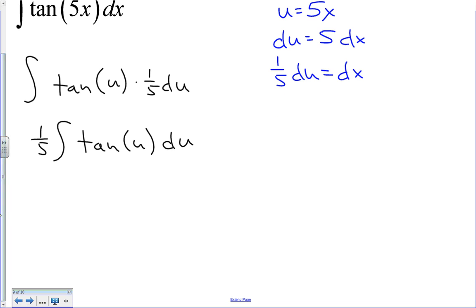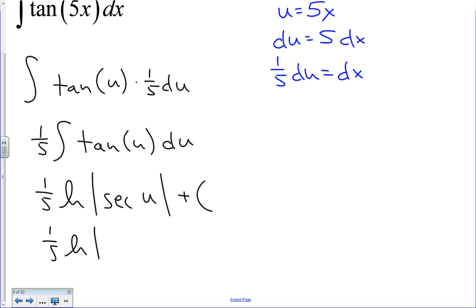And now use the property that we just learned. We just learned what the antiderivative of tangent is. Again, the derivative of tangent is secant squared, so the antiderivative involves the same trig function. So it's the natural log of the absolute value of secant of u plus c. So that turns out to be 1/5 the natural log of the absolute value of secant of 5x plus c. There is our result. There's our answer.